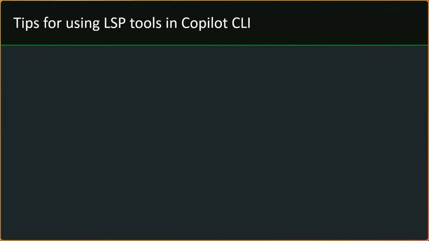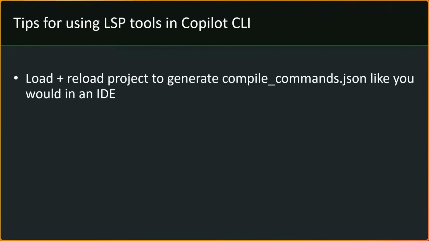Some tips for using LSP tools in the Copilot CLI: we saw today how you generate compile_commands.json using the extract compile commands skill. We recommend loading and reloading the project like you would in an IDE, for example if build flags or configuration change, so that it stays in touch with the latest IntelliSense, because the latest build context is how it has the greatest semantic accuracy for your project. So I'd recommend building up that skill, whether through generating it with the skill or manually generating it through your build pipeline.